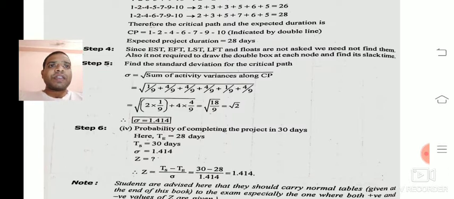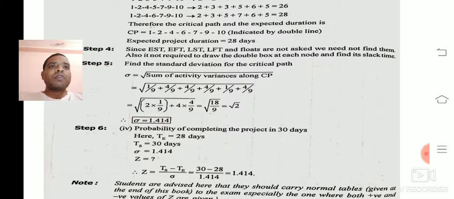Now in the problem, here is the important part. In step 6, the fourth question in the problem, he has asked the probability of completing the project in 30 days. Now tell me, the expected duration, that is TE, is the critical path duration, which gives 28 days. Along the critical path, 1 to 2, 2 to 4, 4 to 6, 6 to 7, 7 to 9, 9 to 10, that gives 28 days, that is TE.